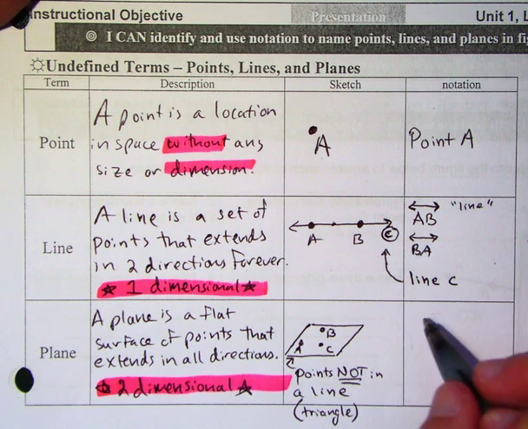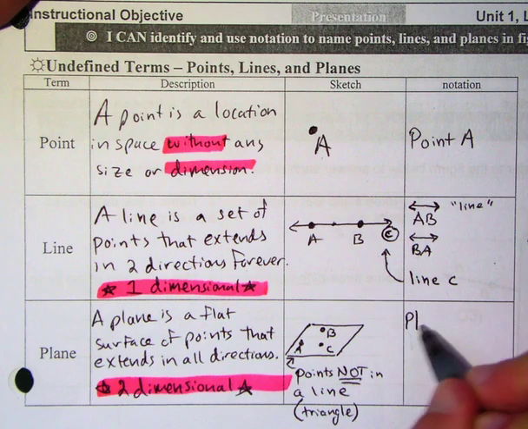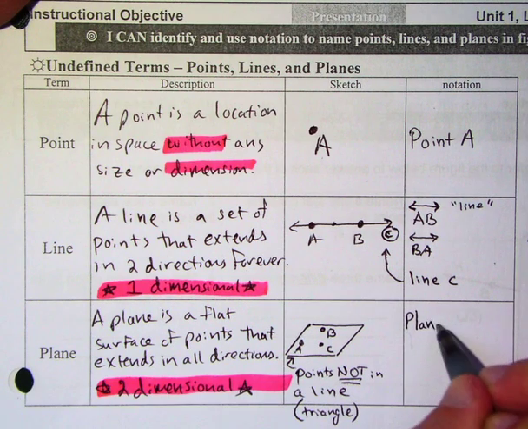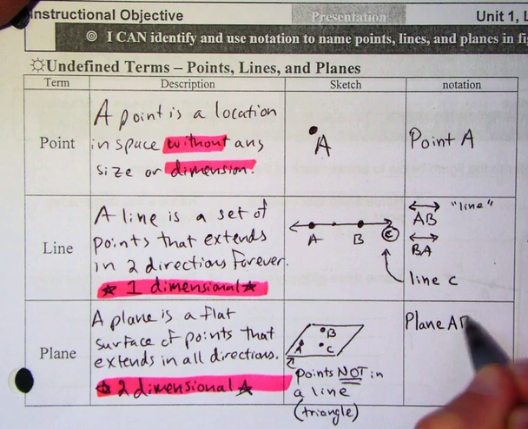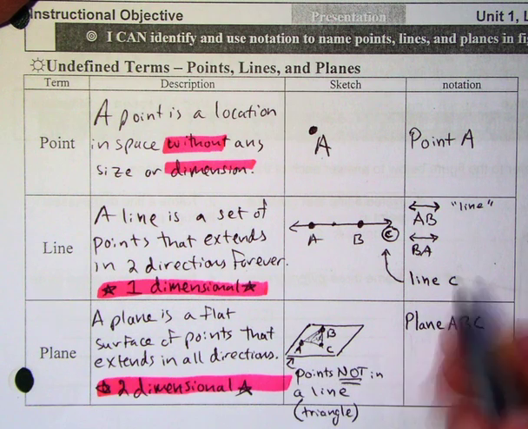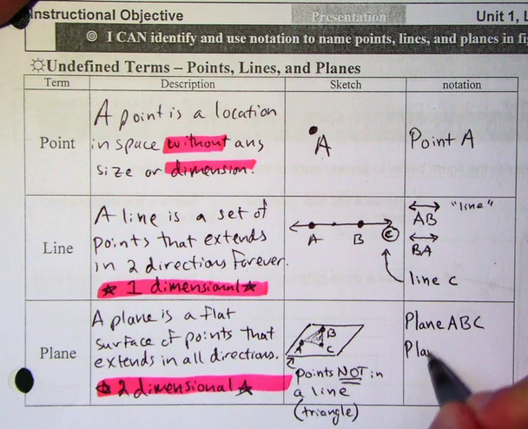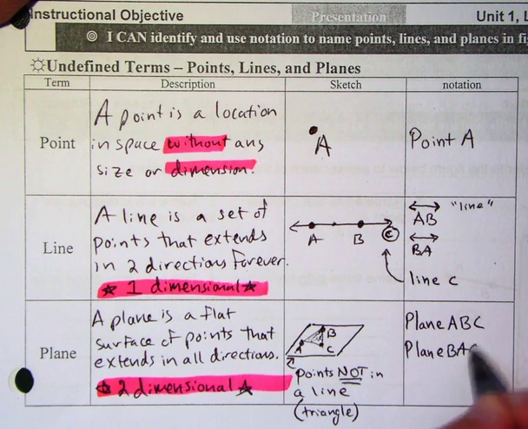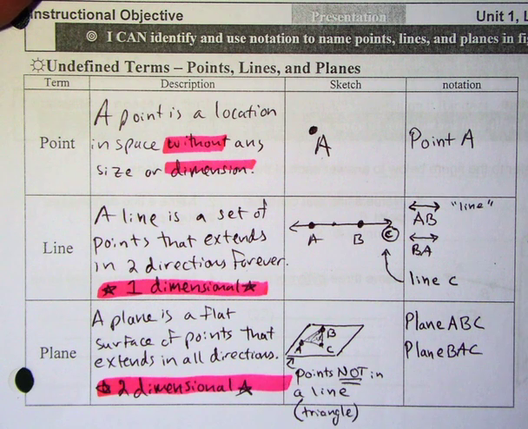And if I want to name this, I write the word plane and I follow it with 3 letters, A, B, C. Those are 3 points that make a triangle in the plane. Because if you think about it, if you make that triangle, that's a flat surface, just like the flat surface of the plane itself. You could also name this a different order if you wanted, maybe BAC, as long as you're choosing 3 points that make a triangle, and as you can see are not in a line.